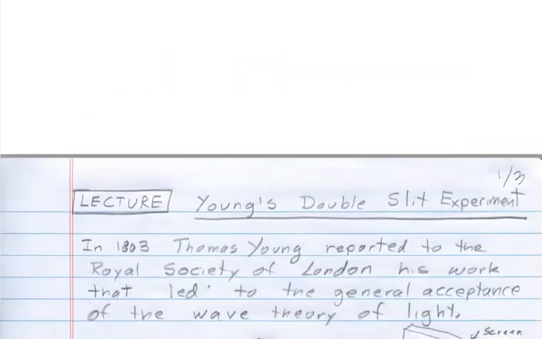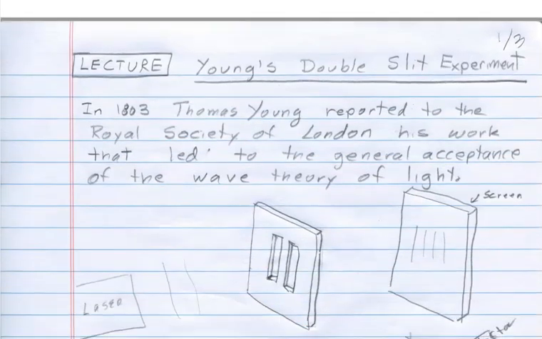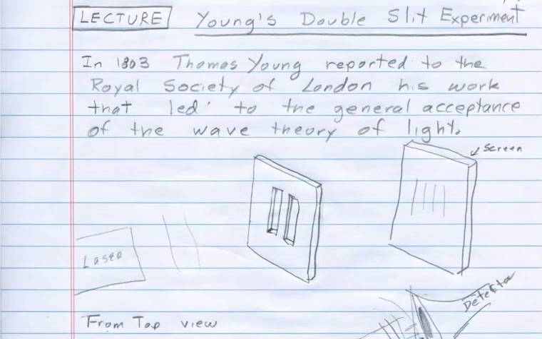We can apply some of these ideas to the so-called Young's double slit experiment, which I will produce here. In 1803, Thomas Young presented a paper at the Royal Society of London on his work that generally is credited with making the general acceptance of the wave theory of light.